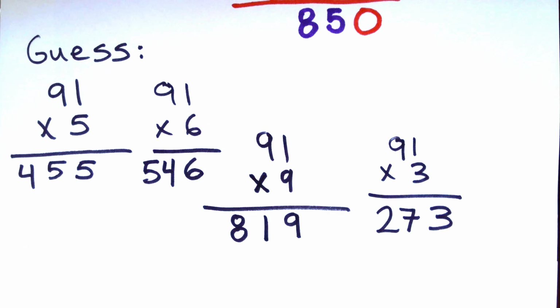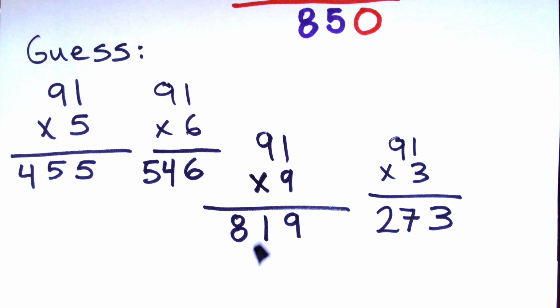So I see one that's pretty close. 819 is close to 850. It does not go over 850. 91 times 9: 9 times 1 is 9, 9 times 9 is 81. So 819 is the product of 91 times 9. Now 91 times 10 would be 910. That would be too large. It's greater than 850, so I could not use 91 times 10.